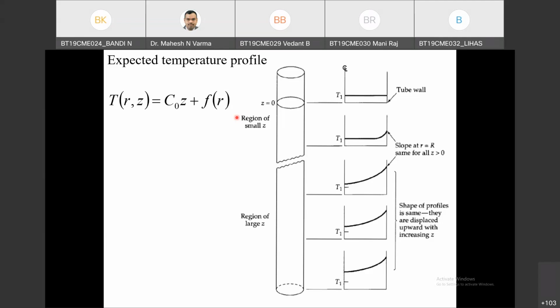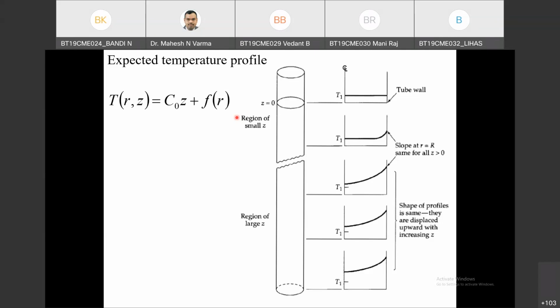How have you decided? Why not one? Why not two? Why not 10? Why did you say only three? Sir, to solve R, and one for Z, because I have a second order differential equation with respect to R, to solve this I need two boundary conditions. I'm expecting a first order differential equation with respect to Z. Hence, I need one boundary condition. So in total, I need three boundary conditions.